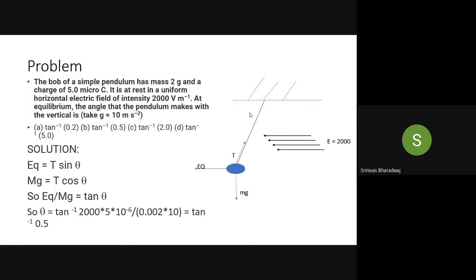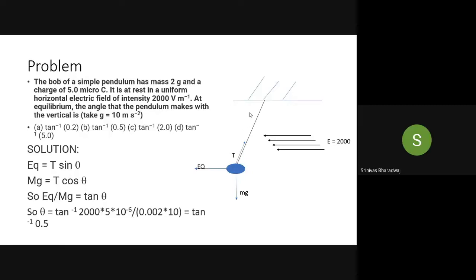Now here's another problem. The bob of a simple pendulum has mass 2 kg and a charge of 5 microcoulombs. It is at rest in a uniform electric field. At equilibrium, what is the angle that the pendulum makes with the vertical? So it has a uniform electric field which is horizontal, right? Now look at this picture. You must always draw the picture. So there's mg, there's T, and then there is E times Q, right?